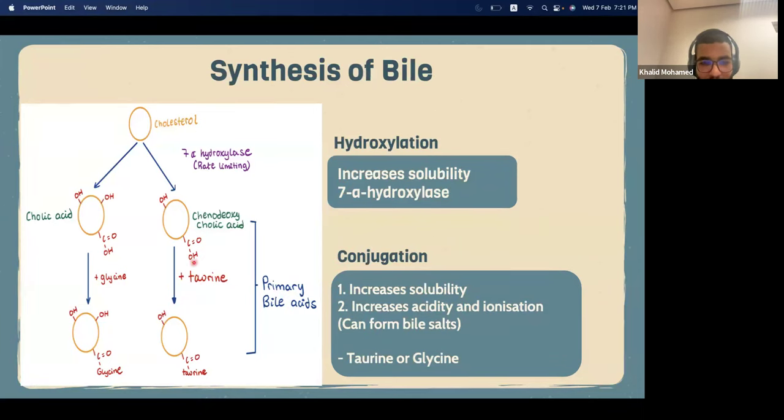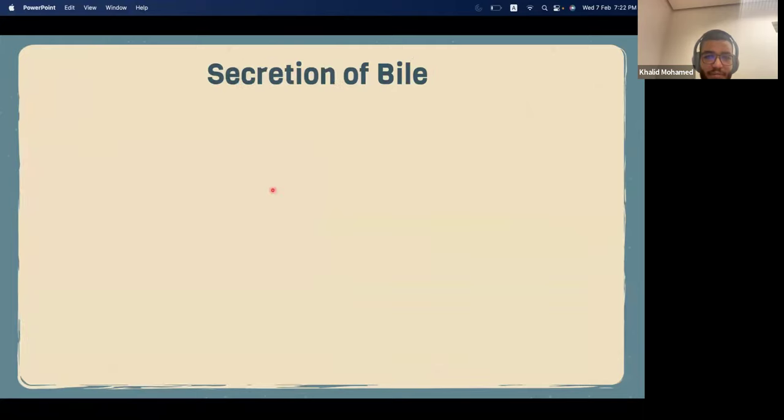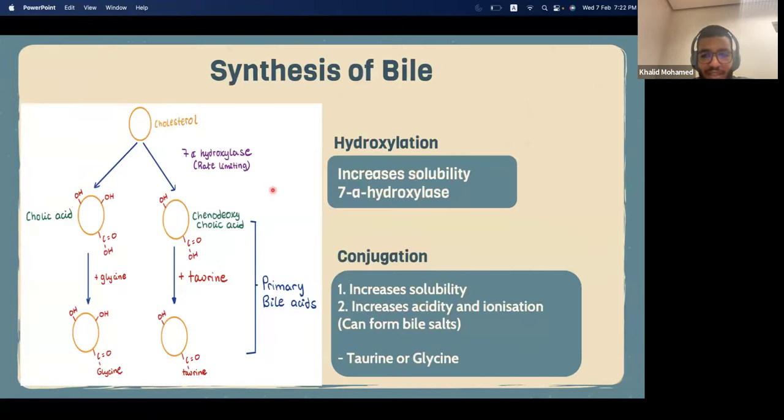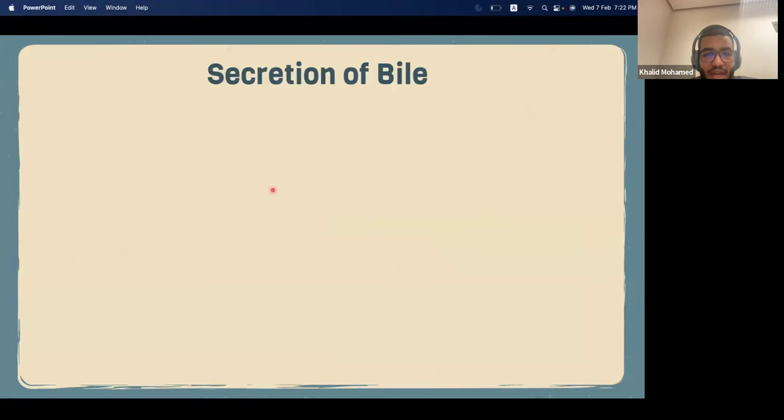So what's important from this slide? Just know the steps. First, we have hydroxylation by 7-alpha hydroxylase, forming cholic acid and chenodeoxycholic acid, and then the step called conjugation is where we add taurine and glycine to increase the solubility even more and increase the acidity and ionization. Okay, therefore we can form bile salts. Okay, that's it for synthesis of bile. I guess it's simple enough.